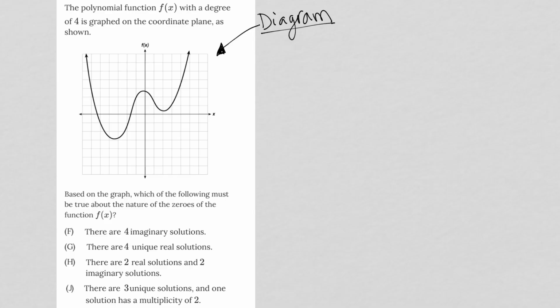Looks like I have some x-intercepts. I always pay attention to intercepts. I have an intercept there. I have an intercept here. I have a y-intercept here if that's useful. That's pretty much it. It goes on to say the polynomial function f of x with a degree of 4.